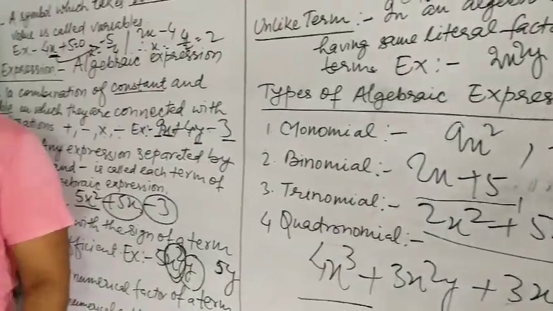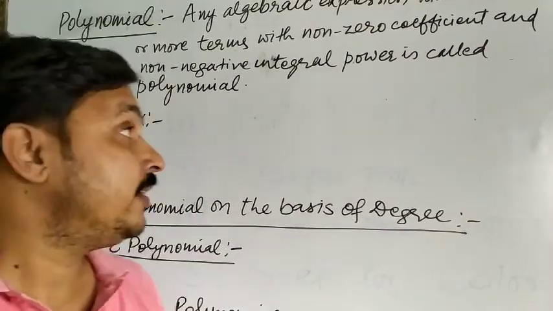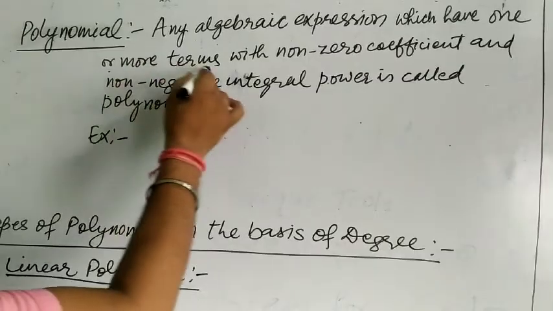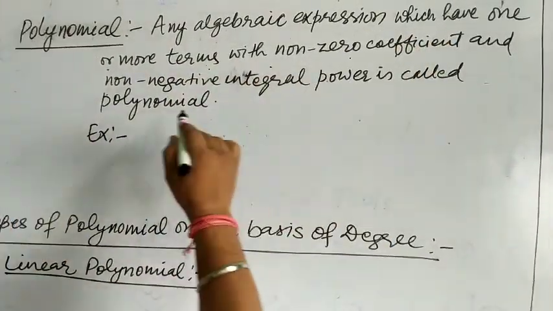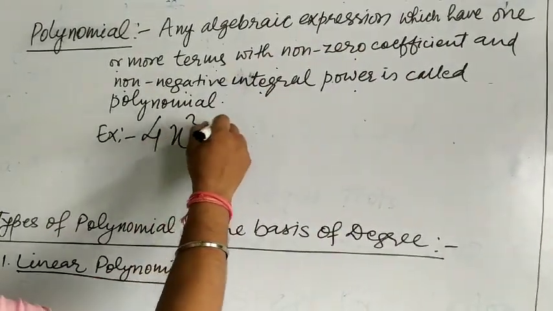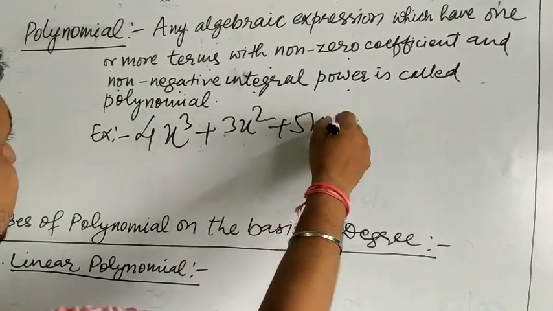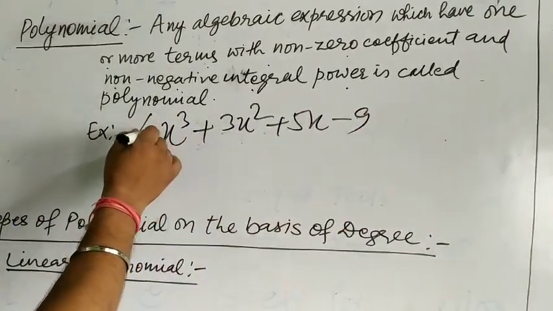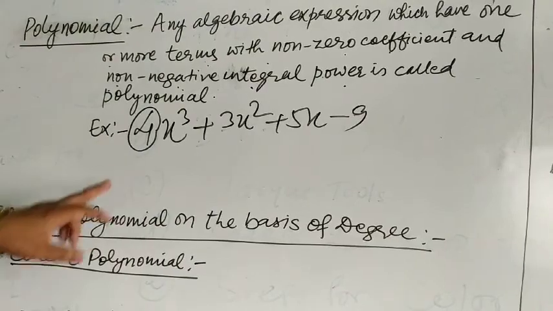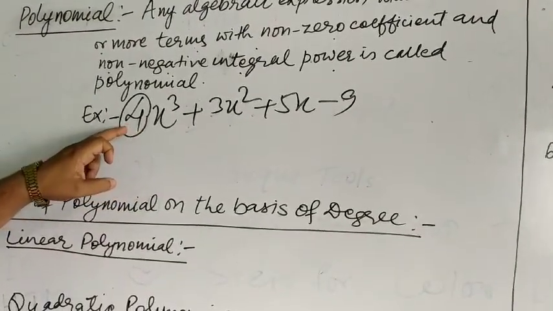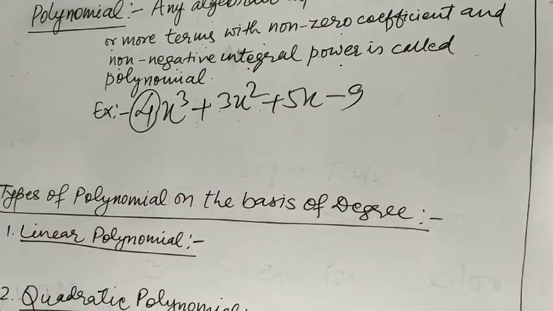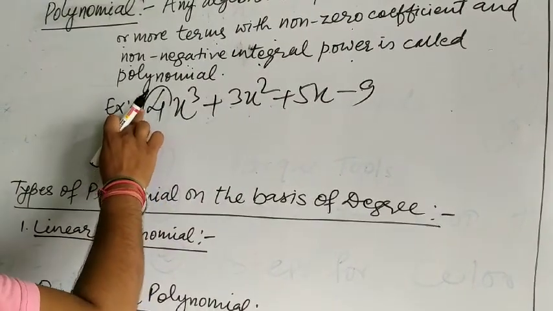So now, polynomials. A polynomial is an algebraic expression which has one or more terms with non-zero coefficients and non-negative integral powers. That means 4x to the power 3 plus 3x square plus 5x minus 9. Here the coefficients are non-zero, that means not multiplied with 0. It's multiplied with 4, with 3, with 5, not multiplied with 0. So it is a polynomial.